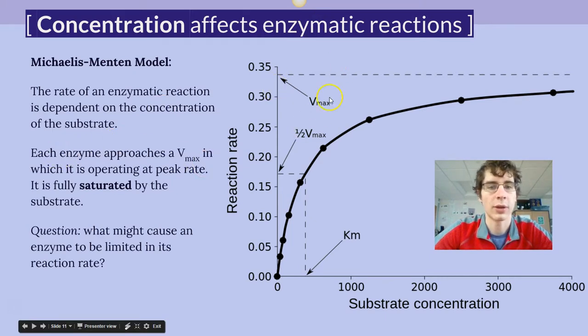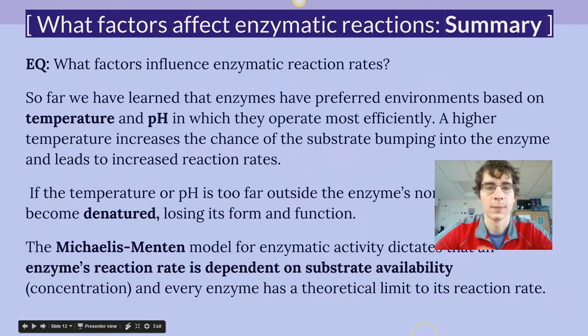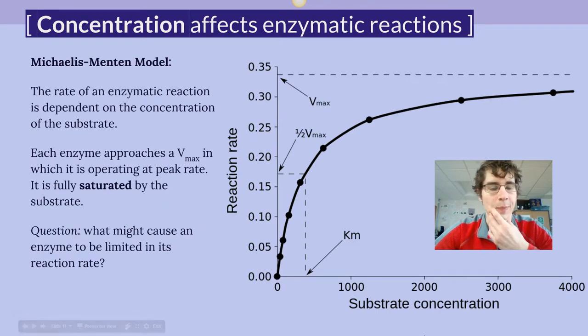Okay, so each enzyme will have this thing called a Vmax, which is its peak operating rate, essentially. It's the fastest reaction rate it can sustain. And when it approaches Vmax, that means that it's saturated by the substrate. It doesn't have to search for them at all. It's just right there.